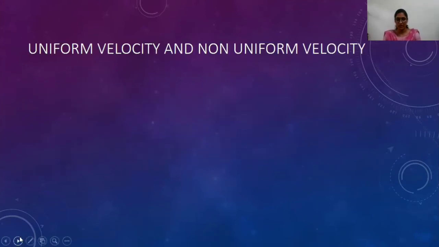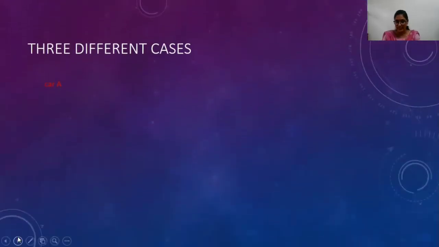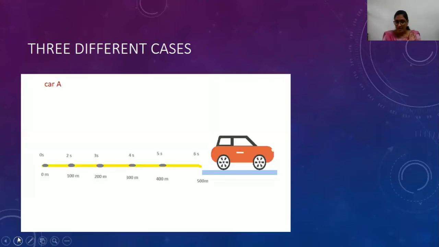Simple and easy. Now we can move to the new topic, uniform velocity and non-uniform velocity. As we already studied what uniform speed and non-uniform speed are, let's look at what the difference is. For this, we are taking three different cases, car A, car B, and car C. For car A, the car moves in a straight line from 0 meters to 500 meters. Now, let's calculate the velocity between each point.